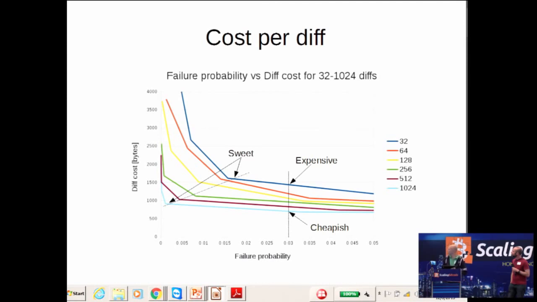The lines here represent, from top to bottom, 32 differences, 64 differences, and so on down to 1024 differences. On the x-axis you have the failure probability, and on the y-axis you have the diff cost. That's the IBLT size divided by the number of diffs. So the first thing we can notice here is that for a certain failure probability, the diff cost will decrease as the number of differences increase. And also, there's a sweet spot right below the knee of each of these lines.